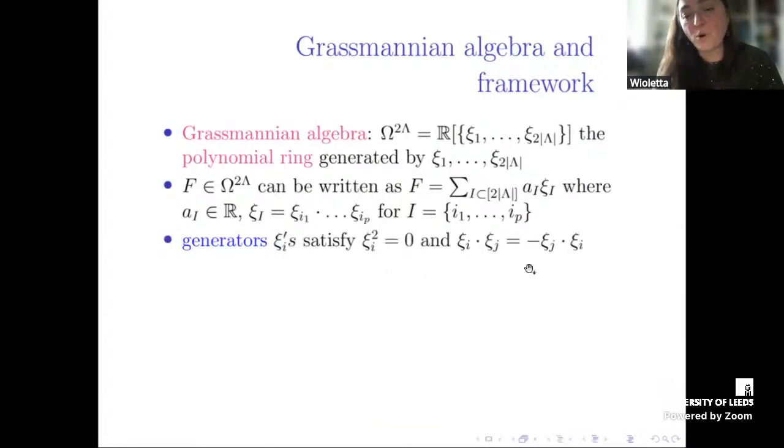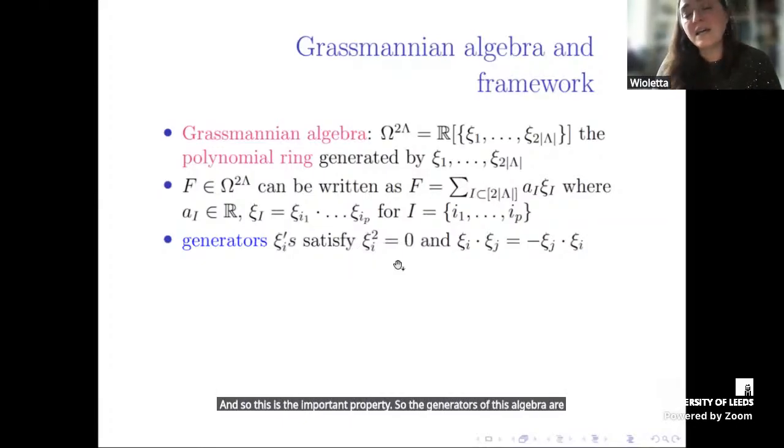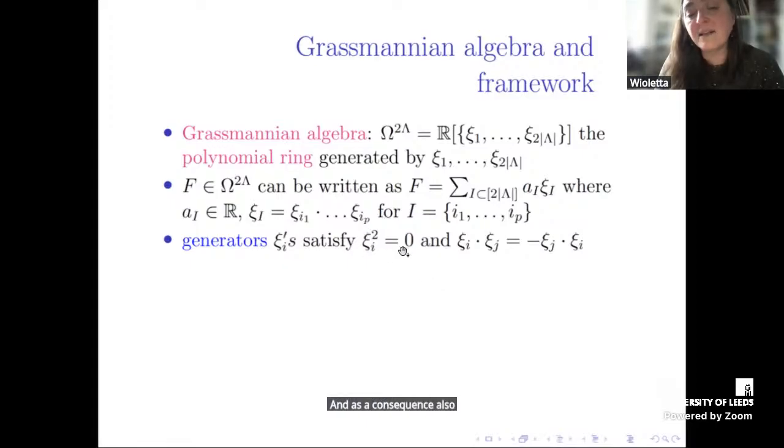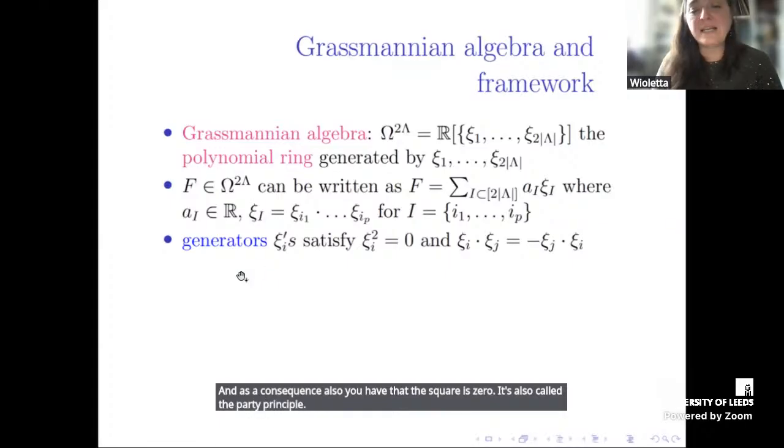And so this is the important property. The generators of this algebra are anti-commutative, which means that if I take two of them which are not the same and interchange them, then I will get a -1. And as a consequence, you also have that the square is 0. It's also called the Pauli principle.